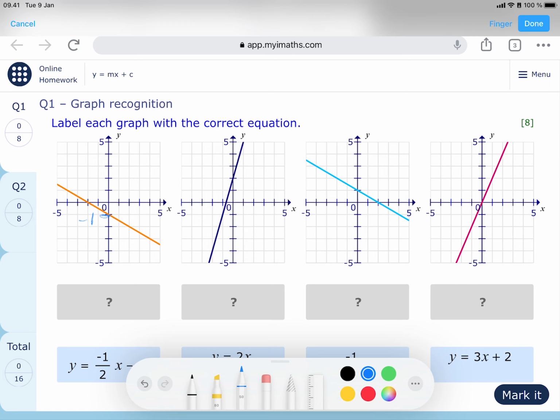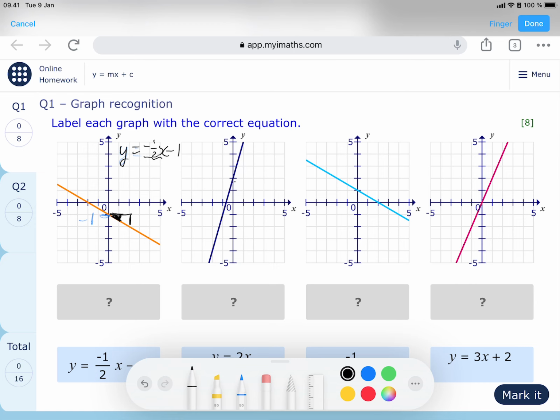So we know it's going to be y equals, let's try and pick a better pen here, y equals something x minus 1 on the end. And then the gradient, well, for every 2 across, I can see it's going 1 down. So for every 1 across, it's going a half down. So it's got a gradient of -1/2. So that means it's going to be y equals -1/2 x minus 1. So we need to look for the one that says y equals -1/2 x minus 1.